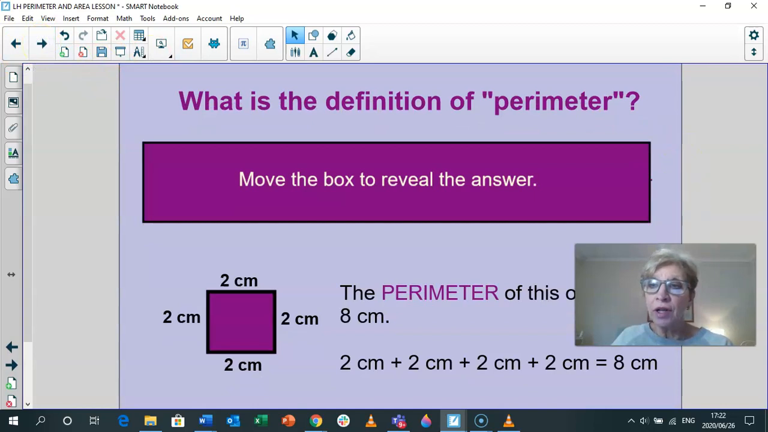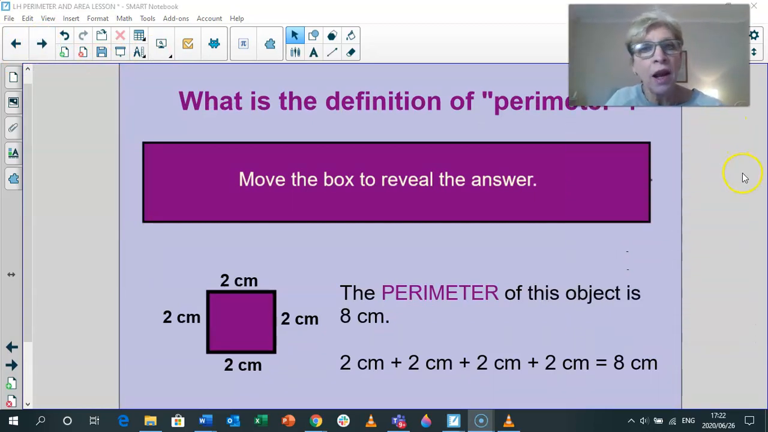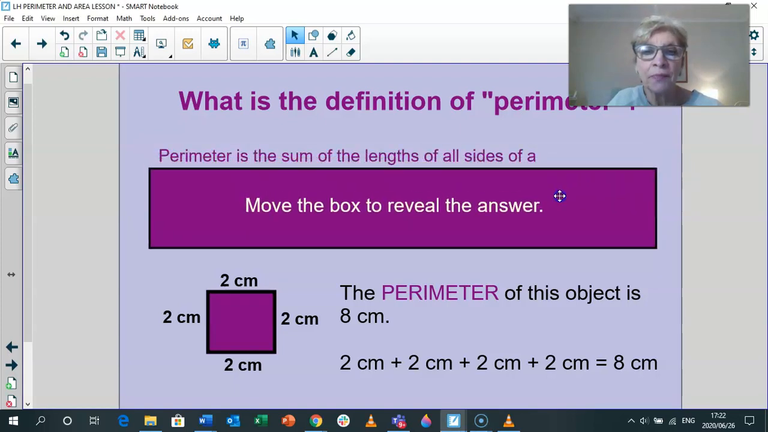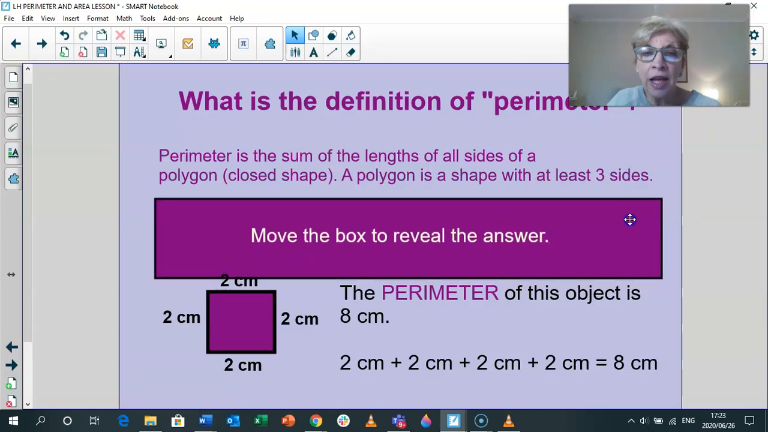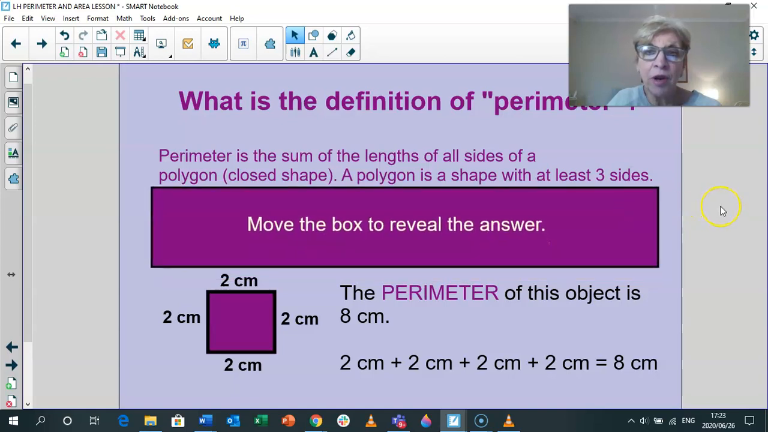Okay, so let's have a look at what the actual definition is then of perimeter. What is the explanation? How would we describe what perimeter actually is? So we're going to move this box to C. Perimeter is the sum, and sum means adding, of the lengths of all sides of a polygon. And remember, a polygon is a closed shape. And a polygon is a shape with at least 3 straight sides. Okay? So that is the summary of what a perimeter means, its definition.